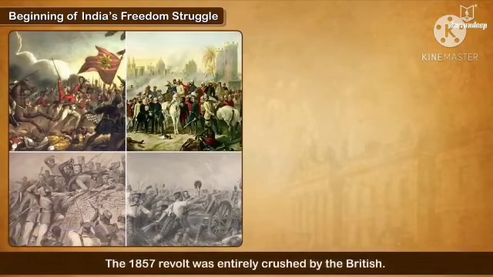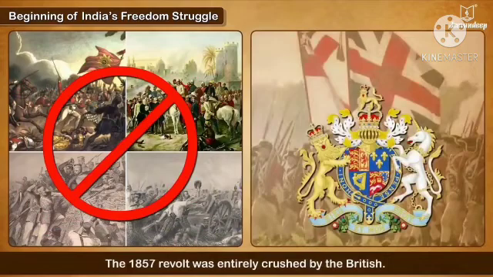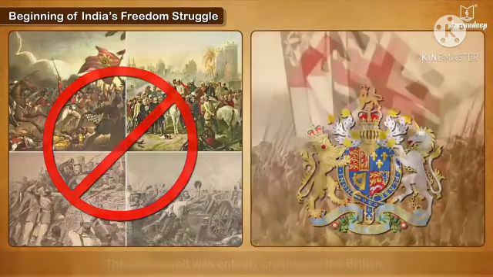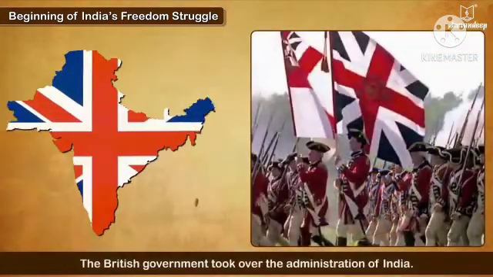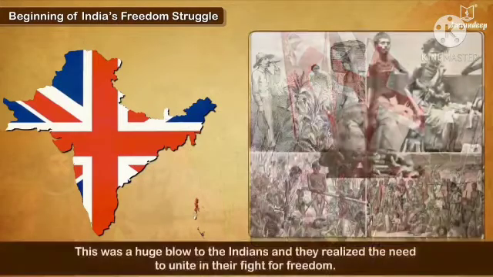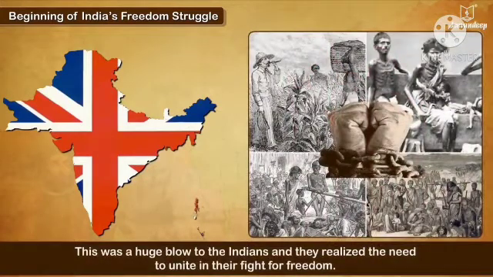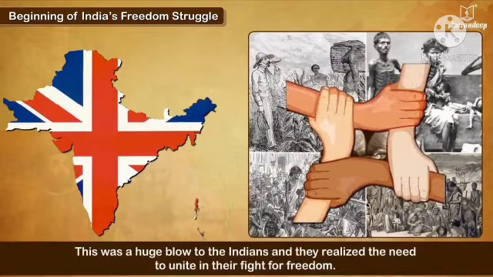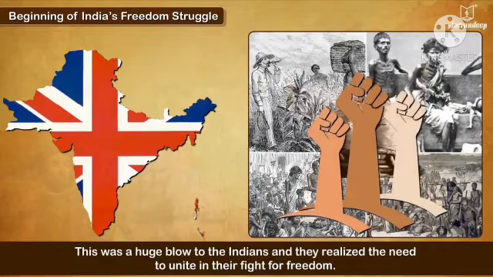In 1857, the revolt was completely suppressed by the British. Thus, the Indians realized the need to unite their fight for freedom. Okay, next, the movement for social reforms.